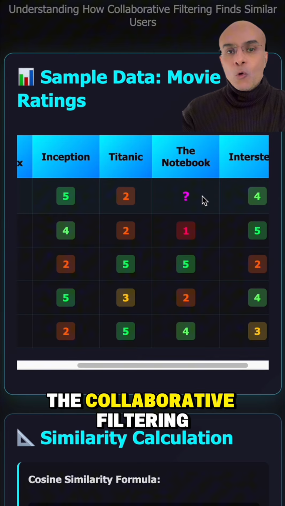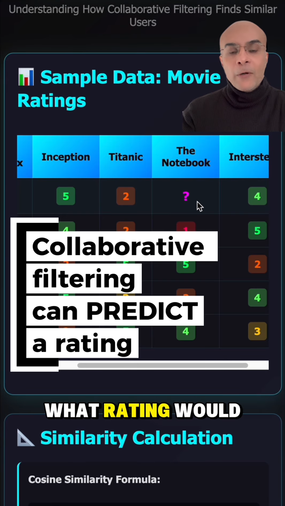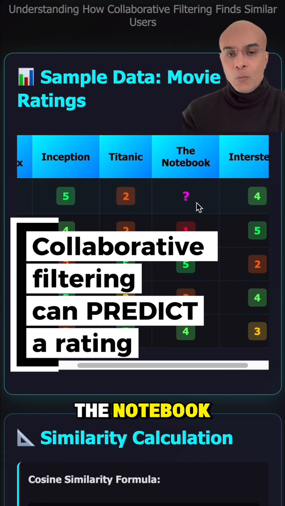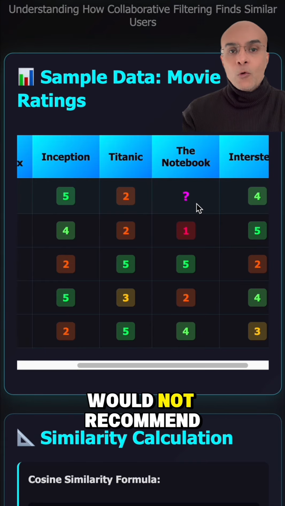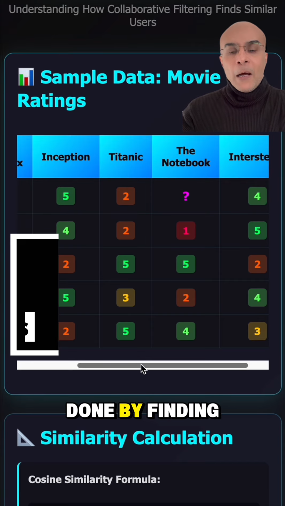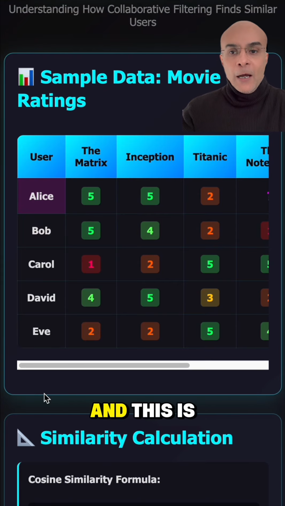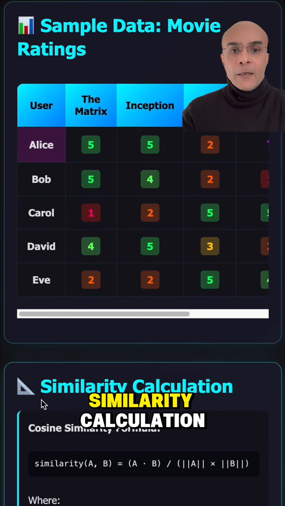And this is where the collaborative filtering technique will help. With this technique, we can predict what rating Alice would give to The Notebook. If the rating is low, we would not recommend the movie. If the rating is high, we would recommend the movie to Alice. And this is done by finding who are the similar users to Alice, using the similarity calculation.